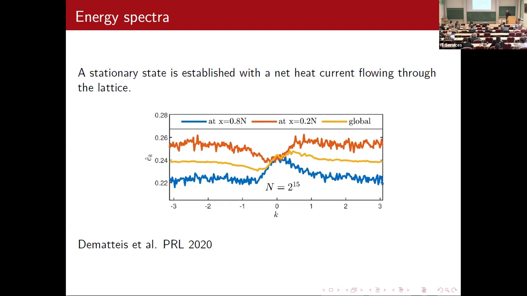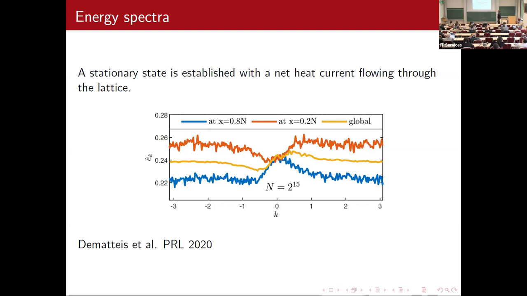Okay. So again, you run simulations, and this is what we get. These are the spectra. There are three lines. Let's concentrate on the blue one. The blue one is the spectral energy density as a function of wave number. The blue line is taken very close to the cold thermostat, while the red line is close to the hot thermostat.